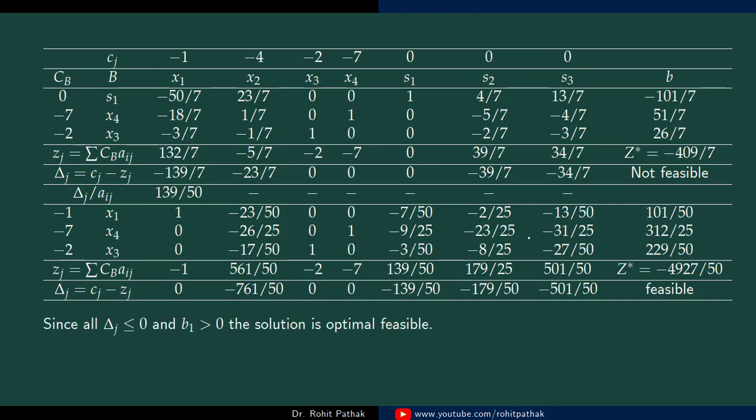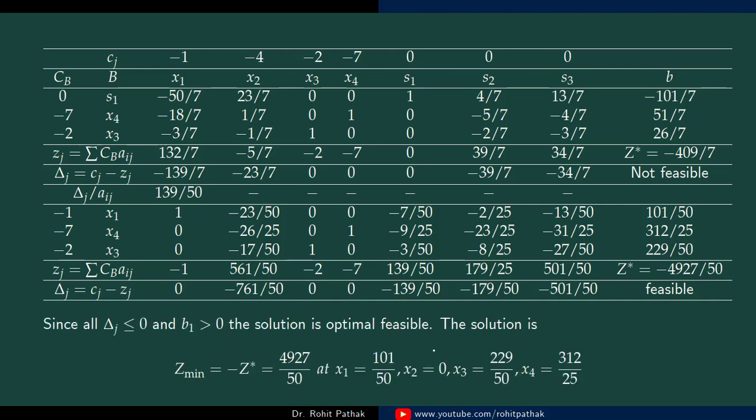So what is the solution? The solution is this: Z minimum is minus Z star. Minus Z star is 4927 divided by 50, which is at x1 equal to 101 by 50. So we read here x1 equal to 101 by 50, x2 equal to 0 because x2 is not present in this basis, in this column. x3 equal to 229 by 50, and x4 equal to 312 by 25. So if we put all these values into the objective function, we get this.